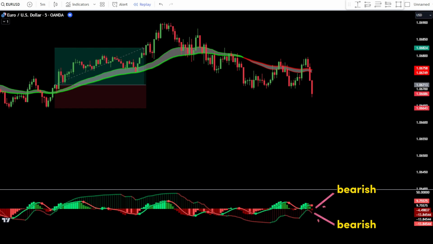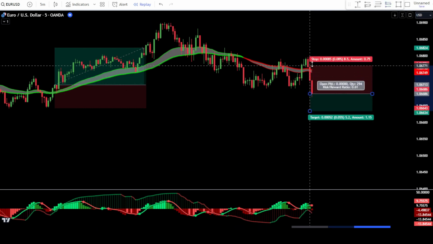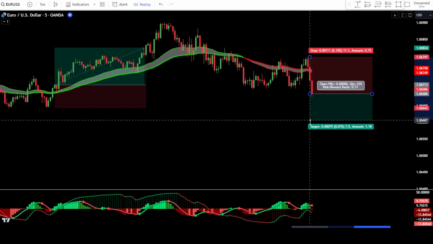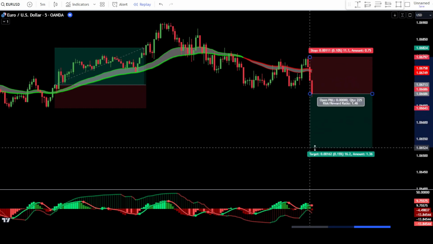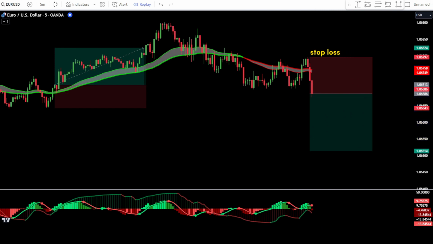Before entering, ensure that the B Xtrender trend histogram, B Xtrender trend line, and B Xtrender oscillator histogram are also red. As confirmation, ensure that the formed candlestick is bearish. Once all conditions are met, you can place a sell order after the bearish candlestick closes. Place a stop loss at the last swing high. Target take profit using a risk-to-reward ratio of 1 to 1.5.